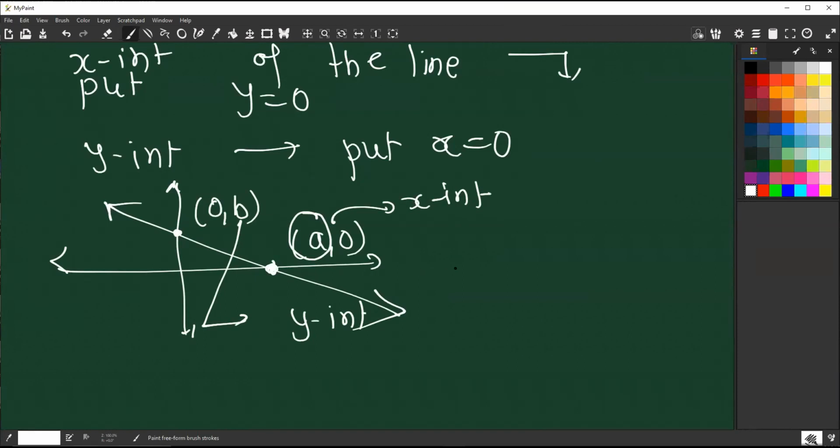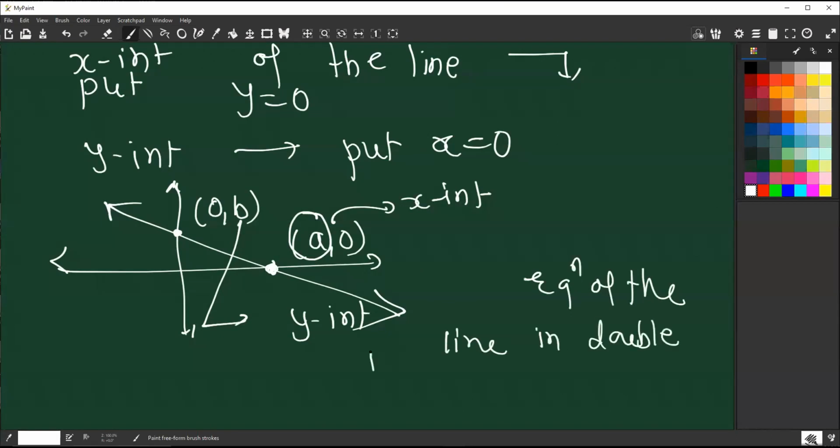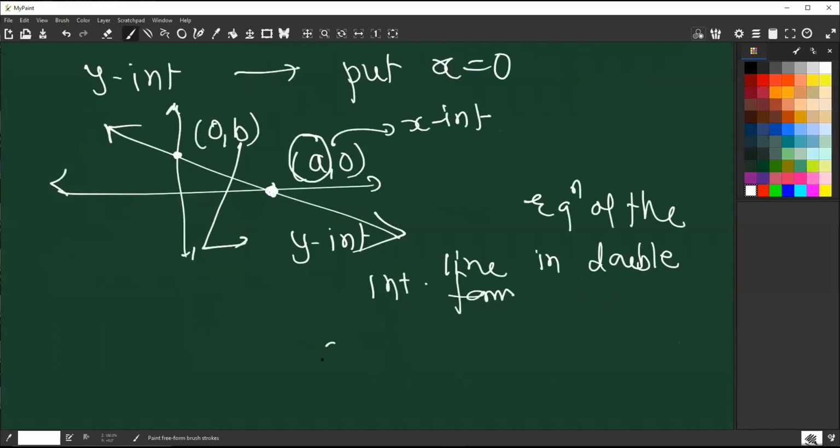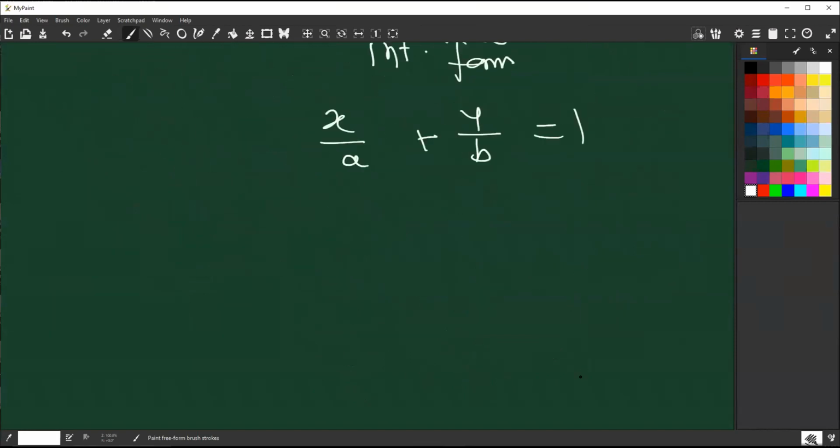Now, just because I am discussing both the intercepts, what is the equation of the line in double intercept form? Correct, very good. x upon x-intercept plus y upon y-intercept is equal to 1. That is the equation of the line in double intercept form.